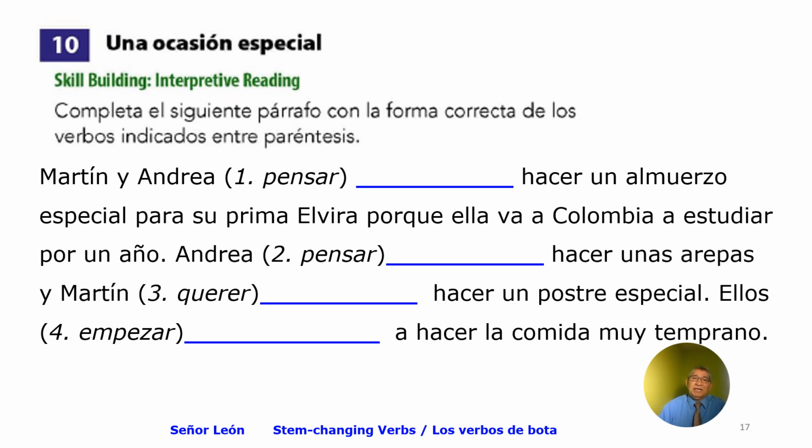Let's begin again with the next activity. Martín y Andrea.